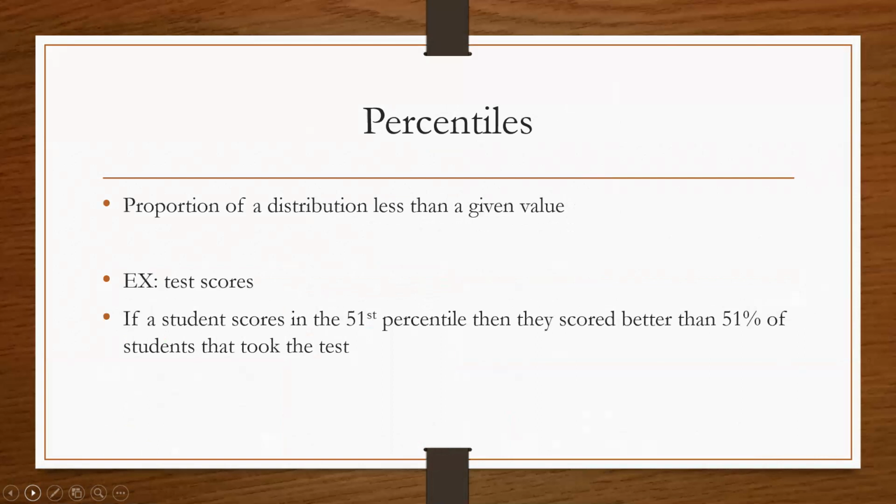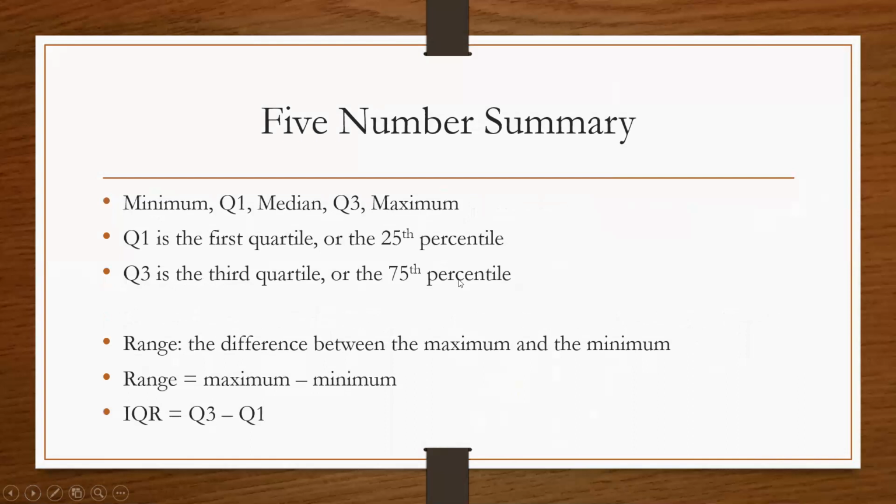All right, so percentiles. It's the proportion of the distribution less than a given value. So think of test scores. If someone scores in the 90th percentile, then they scored better than 90% of the people who took the test. That's basically it. I have this example: one of my teachers said they got the 51st percentile and they were always so happy about it, but don't try to be in the 51st percentile. Be better than that person.